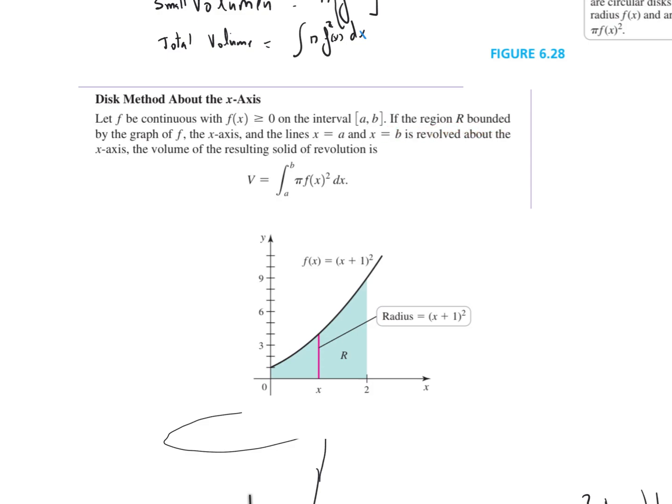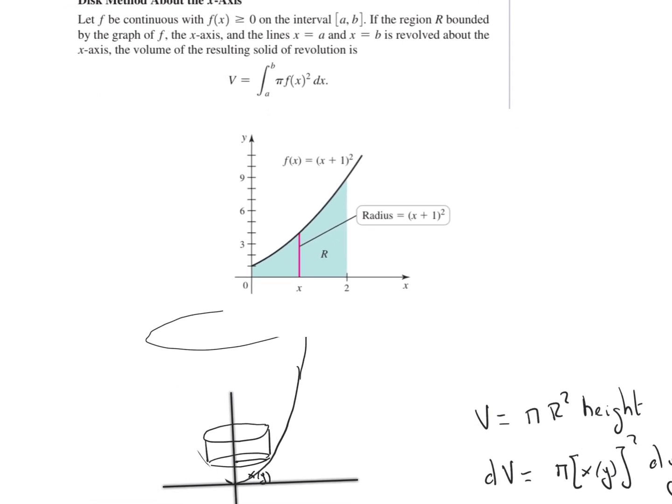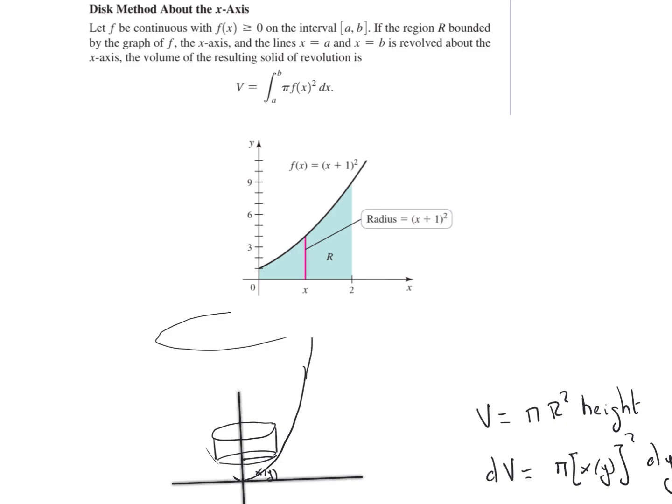If the region R is bounded by the graph of f and the x-axis, this is the region R, and the region R exists between x equals 0 and x equals 2, the vertical line that passes through x equals 2, and is revolved around the x-axis. When you revolve the function around the x-axis, you will obtain a figure that is something like this. Let me erase here. So it's something like this, if you revolve through the x-axis.